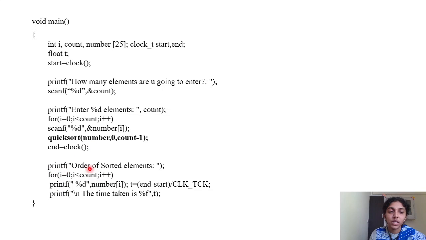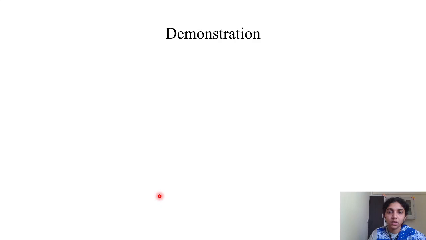After that you have to print the ordered elements. Already the elements are sorted in ascending order, so you can print the elements by using the for loop: for i equal to 0, i less than count, i plus plus. We have to print the elements one by one. Finally you have to calculate the time taken for the sorting. So t equal to end minus start divided by CLOCKS_PER_SEC, which is a constant value. Now we have to print the value. The time taken is percentage of t. So this is how the quicksort program works. There is an output here. I'll give you a more detailed approach while we are demonstrating the quicksort program.